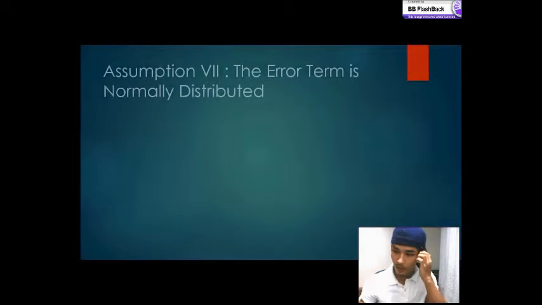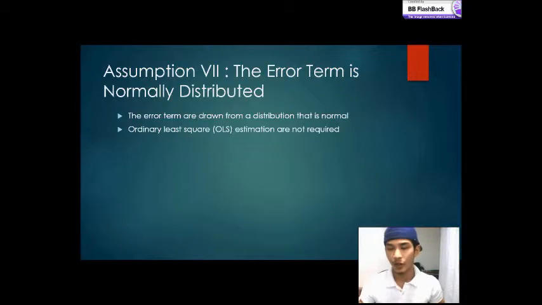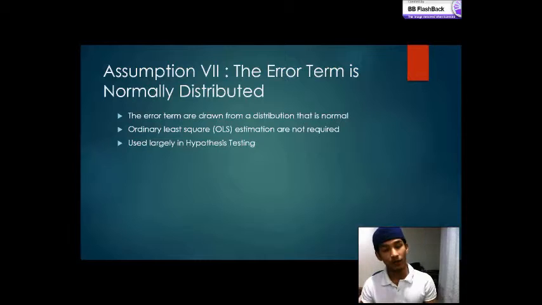Now, let me continue. Assumption 7 states that the observations of the error terms are drawn from a distribution that is normal, as I just explained from the graph. Thus, it does not require ordinary least squares estimation. It is mainly used in hypothesis testing, which uses estimated regression coefficients to investigate hypotheses about economic behavior.